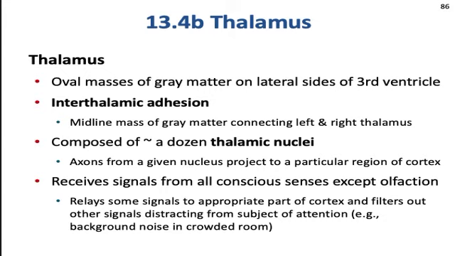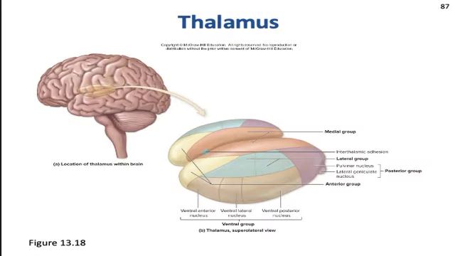Okay, it receives all signals from conscious senses with the exception of olfaction, which goes straight to the temporal lobe, and it relays those signals to the appropriate area of the cortex and filters out stuff that we don't need to pay attention to. You can see the location of the different nuclei here. Now, if you were to look at an actual thalamus, you wouldn't see this, right? It would all look like a mass of gray matter, okay?